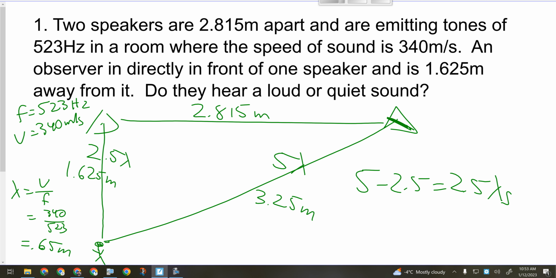Does that person hear a loud sound or a quiet sound? Quiet, yeah. Okay, that is destructive interference. Okay, questions on that one? How do you know if it's destructive?